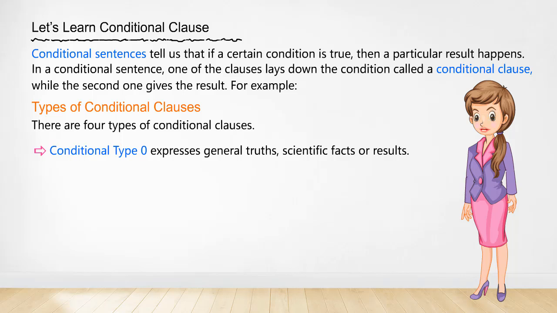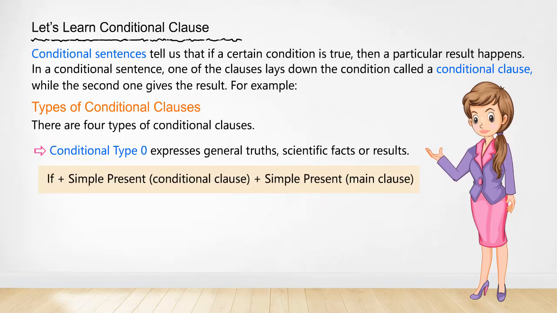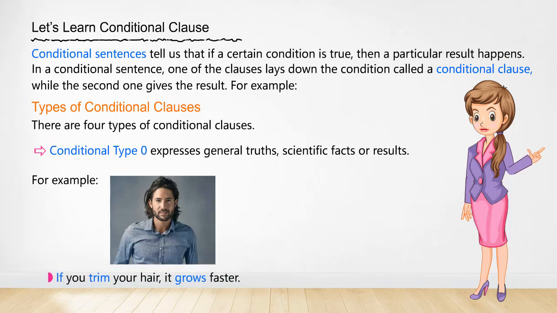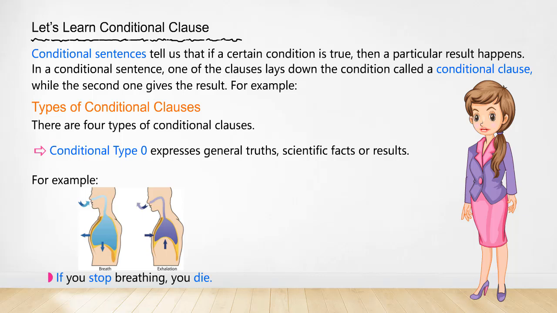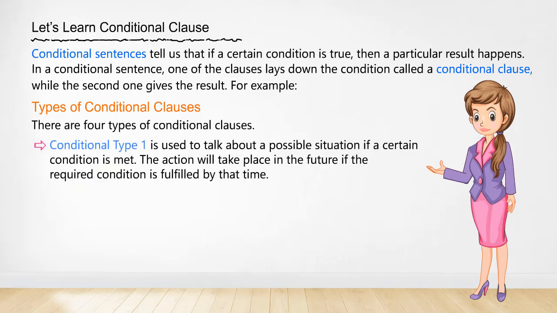Conditional type 0 expresses general truths, scientific facts, or results. If plus simple present conditional clause, plus simple present main clause. For example, if you trim your hair, it grows faster. If you stop breathing, you die. If I get up early, I watch the sunrise.